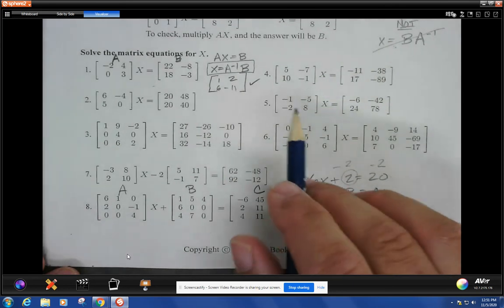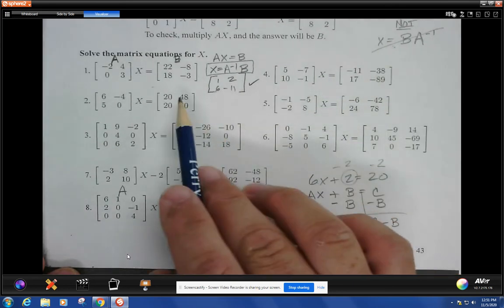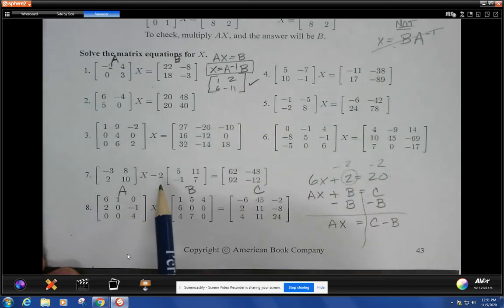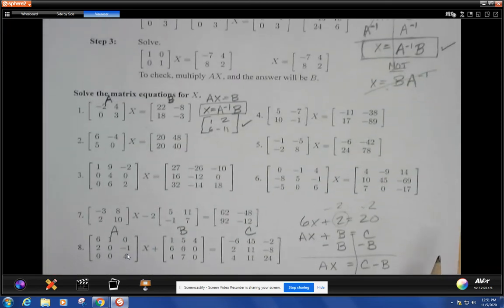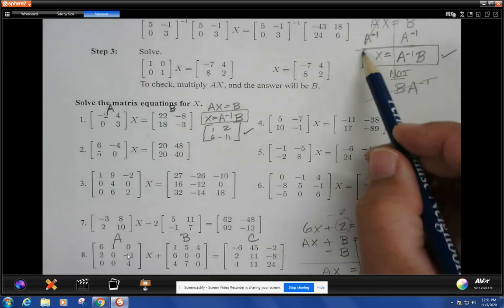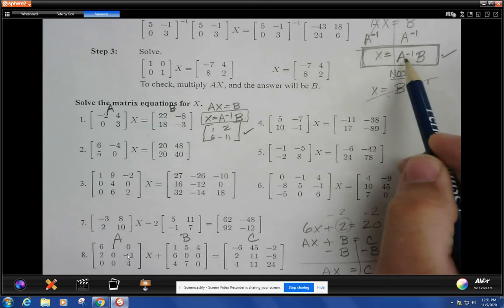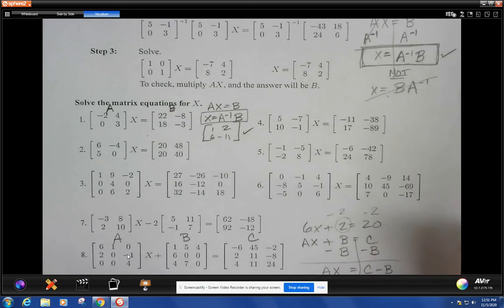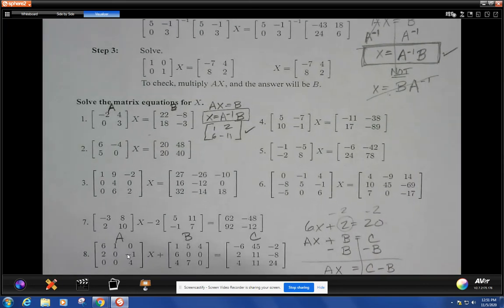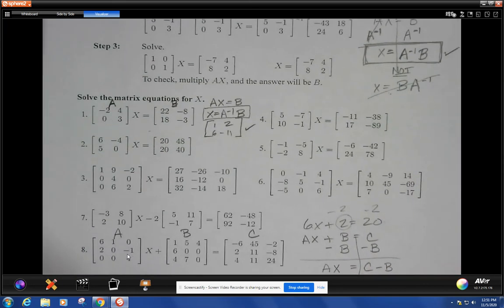All right, 2 through 6 are going to be just like number 1. Number 7 is a little bit of a challenge. It's okay. We can figure this out. Do your best. And of course, again, I want to re-emphasize, this is the way you want to set these matrix equations up. Make sure that you always have the inverse on the left-hand side in order that you can get the correct answer.